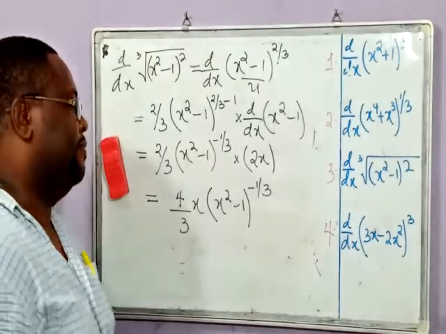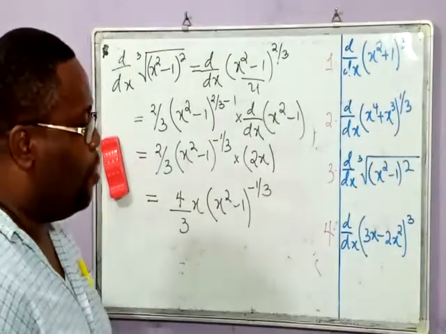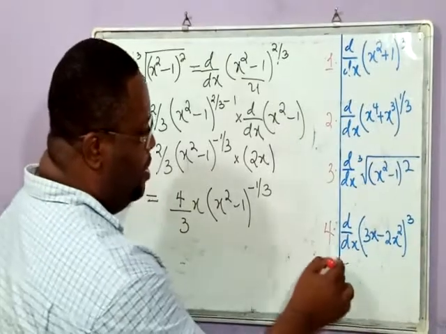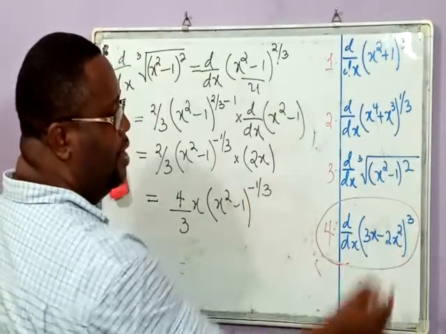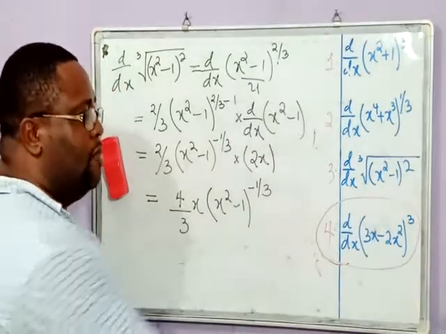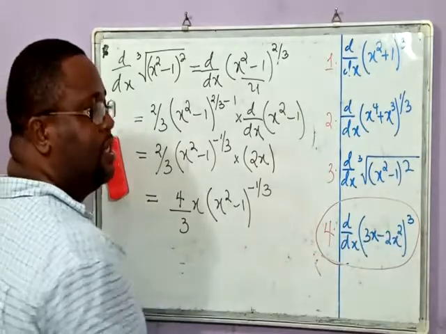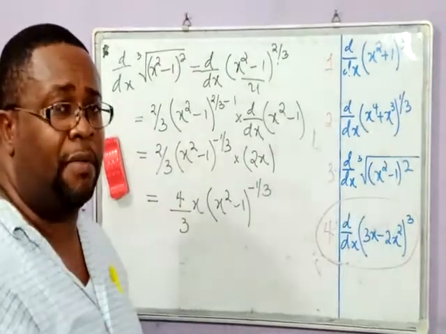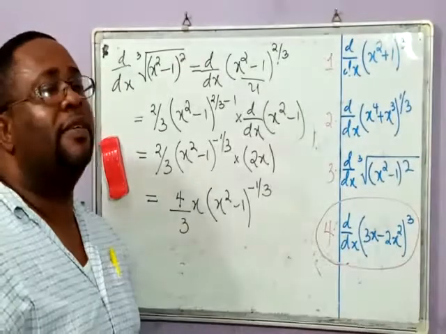Voila. So you are going to have to do question number 4. Very simple. This is 3x minus 2x squared, all raised to the power 3. Take this power and get it down. Repeat this, then reduce that power by 1. And when you have done that, you then differentiate the inside.